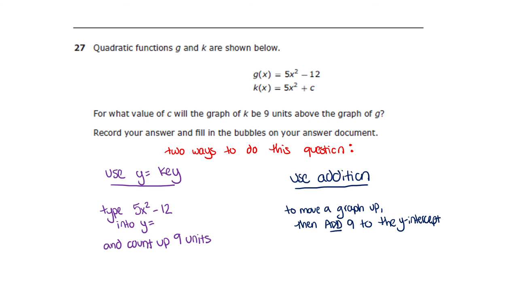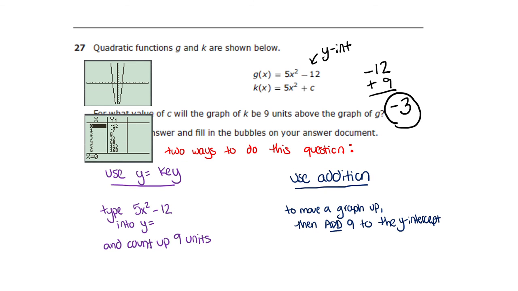All right, here comes the answer. So if I add 9 to the y-intercept of negative 12, I have negative 3, and they're only asking for the value of c, so the value of c is -3. The reason why you might not want to use your graph, the y equals key, is because you can't really see the y-intercept on your standard zoom 6. If you try to zoom out, you still can't see it because your graph gets too small. But if you were to use a table and look at 0 and then add 9 to this first number at 0, because that's the y-intercept, you would also get -3.